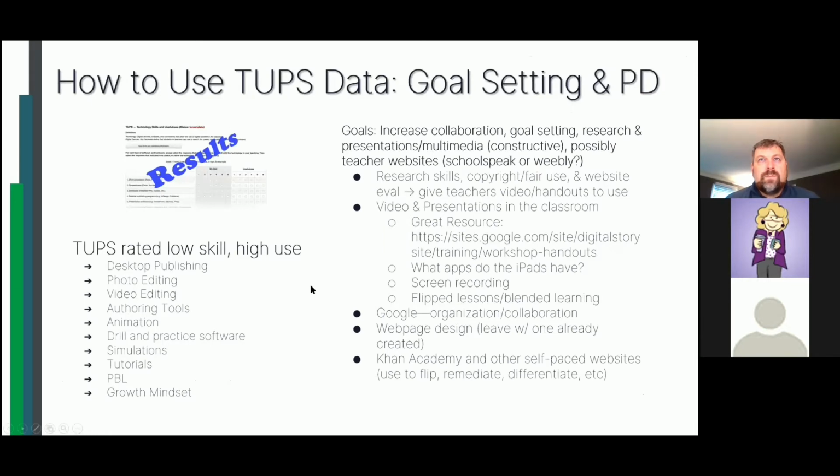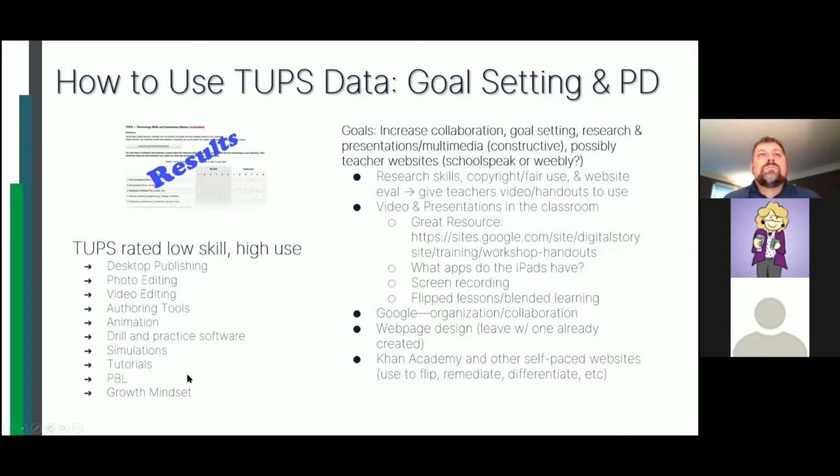So we use it for goal setting. The results can tell you things like, okay, in the TUPS, this was low skill but high use, which means the teachers rated that they didn't have a very high skill level with this, but they thought that it would be very useful. So those are easy targeted little trainings that we can do.